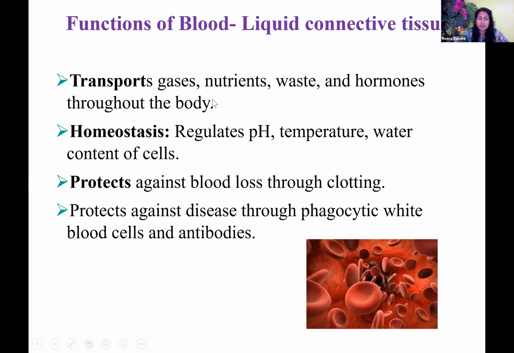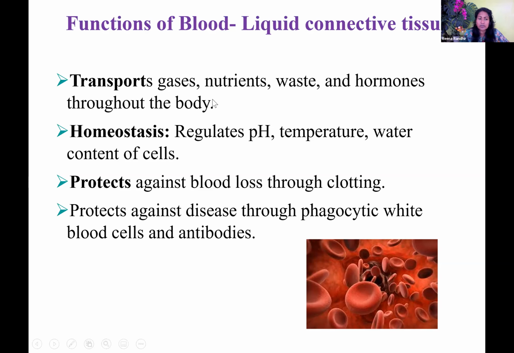It plays a huge role in homeostasis in our body. Blood regulates the pH of all the interstitial fluids in your body. It regulates your body temperature. It keeps you warm. And then it plays a role in water content, making sure there's enough water in your body.